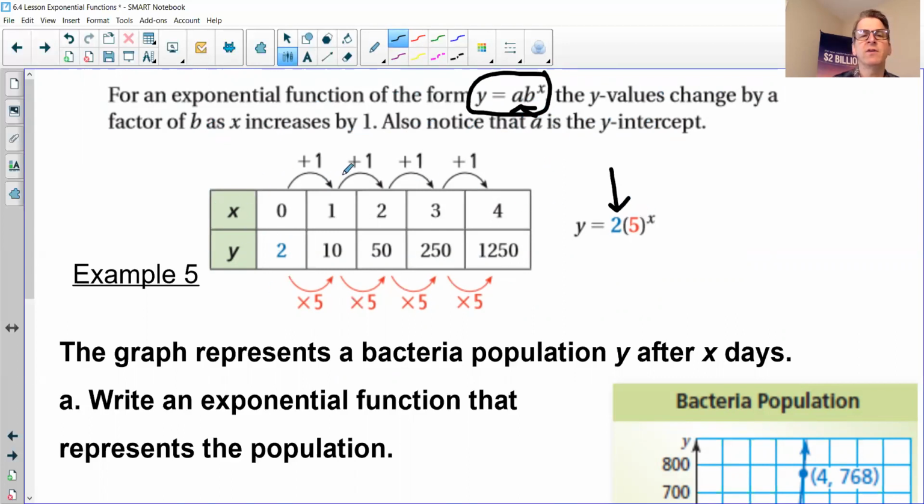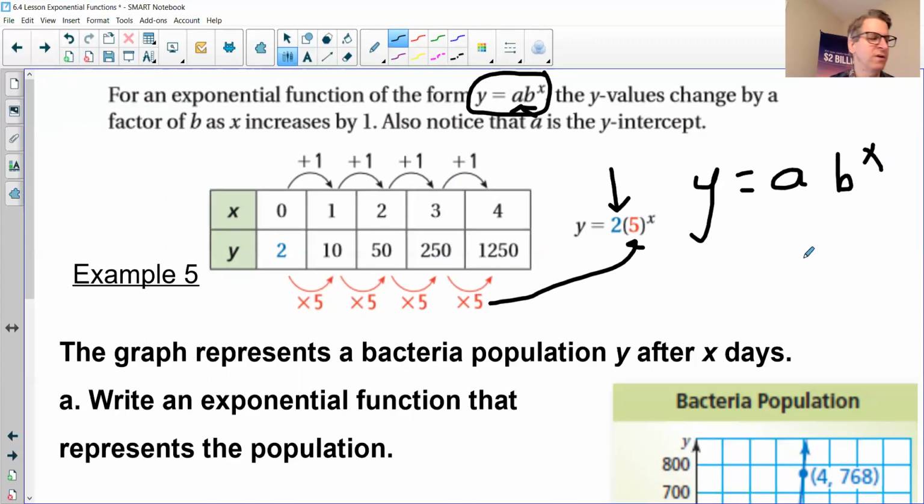As x is increasing by 1, we're going from 2 to 10, we're multiplying by 5. 10 to 50, multiplying by 5. 50 to 250, multiplying by 5. And 250 to 1250, multiplying by 5. So our factor there is that 5. This 5 is in this position, and that's raised to the x. And so our baseline is y is equal to a times b to the x. I have the exponential function. We covered that yesterday.